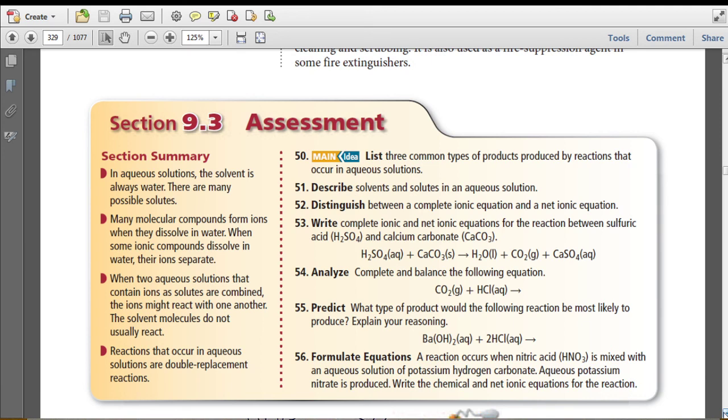When two aqueous solutions that contain ions as solutes are combined, the ions might react with one another. The solvent molecules do not usually react. Reactions that occur in aqueous solutions are double replacement reactions.